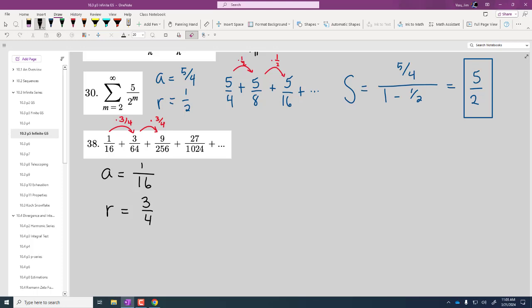And then our S value, the sum of this series, is going to be A, 1/16 divided by 1 minus R. So we have a 3/4 down here. Lots of ways to do this. I'm going to multiply through by 16 just to clear all those fractions real quick. So I multiplied everything by 16. And then we get our final answer of 1/4.